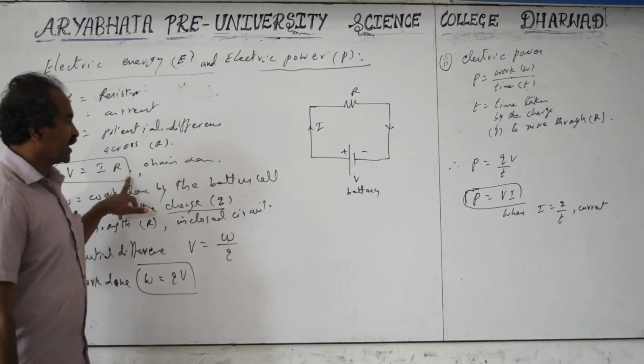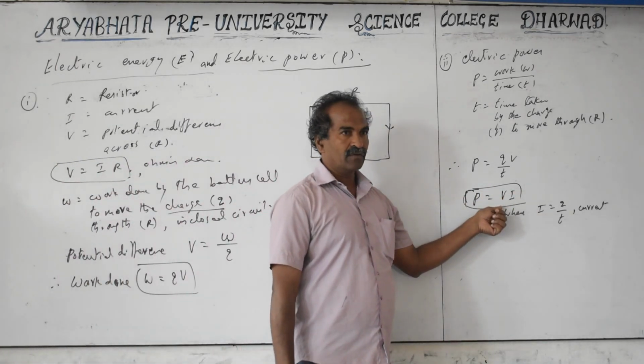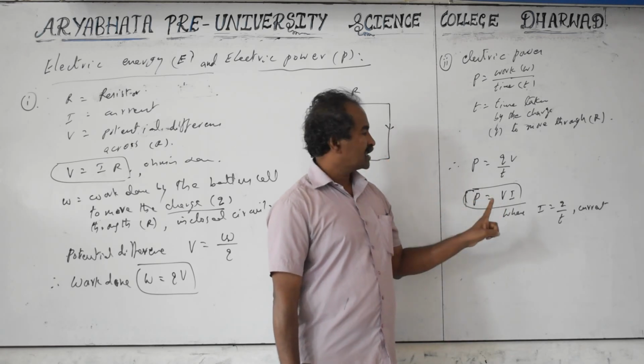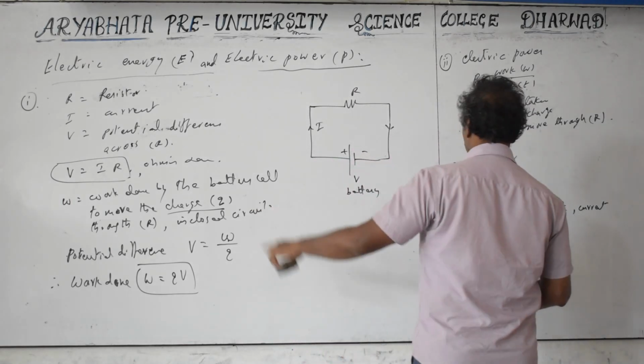V is equal to IR. Like I said, for I is equal to V by R, and for V is equal to IR, then you get a different expression for the power. Power has three expressions. One expression is voltage into current, and the other expressions come by substitution of R.